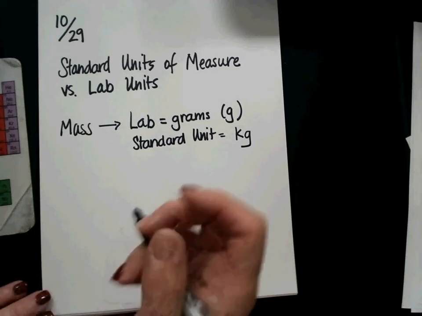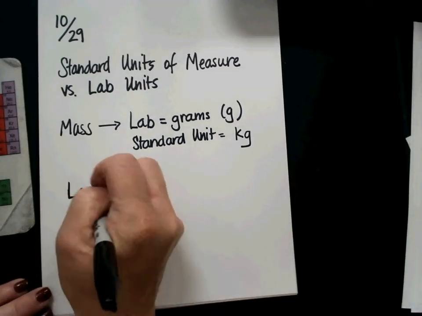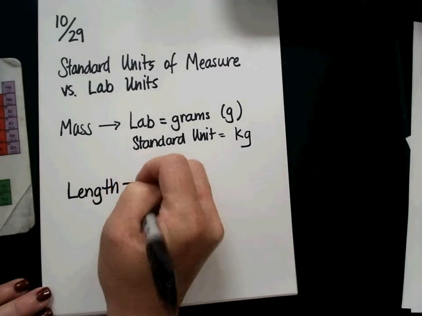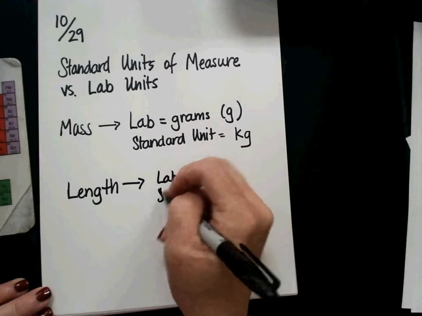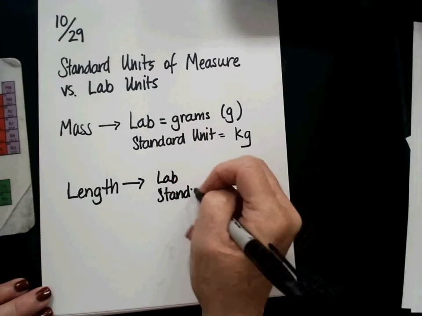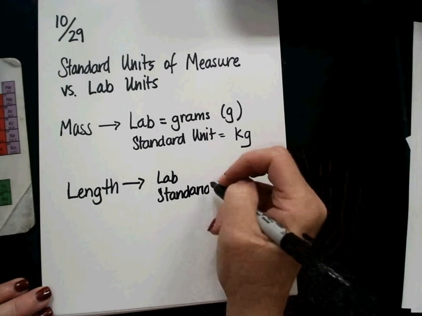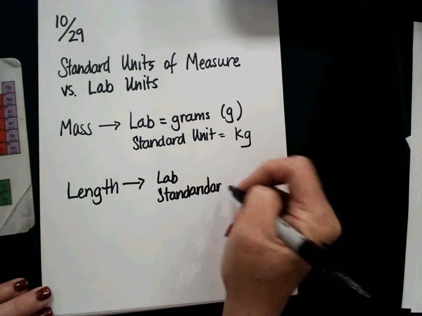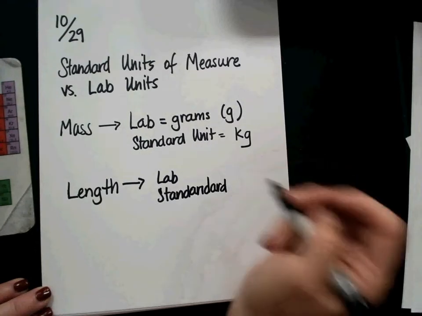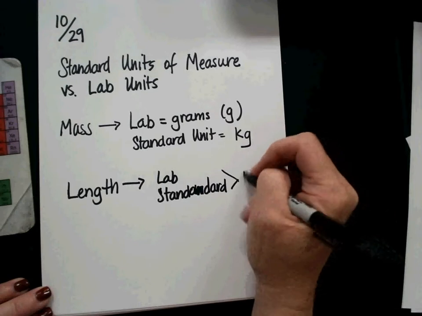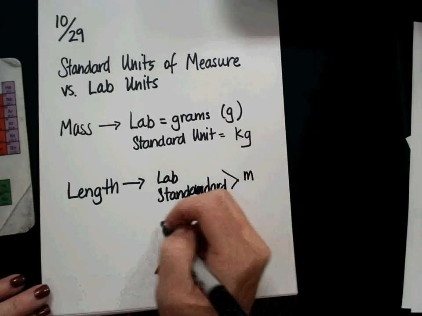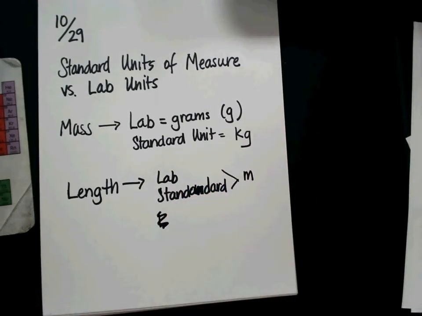So then we'll look at length. This is a nice one because both the lab and the standard unit for both of those is meters. Unless I have a liquid, well, now we'll wait for that. So mass is grams, standard unit kilograms. Length for both of them is meters.